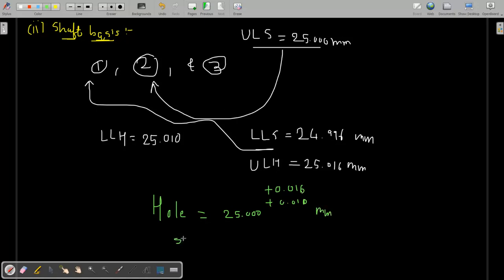And what about the shaft? That is 25.000 plus 0.000. Why? Because it is a shaft basis system, the upper deviation is 0, and the lower deviation is 0.004 mm. So this is the answer to the question, and this question has been asked in civil service.